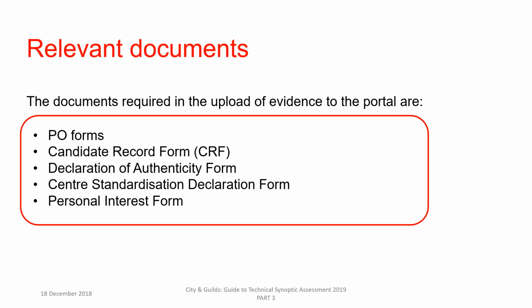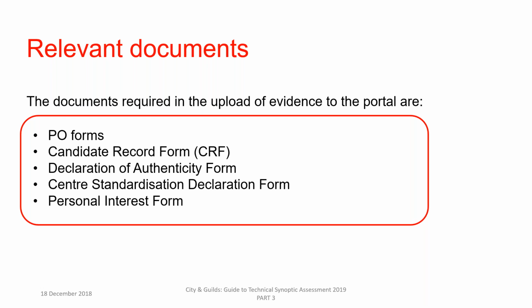The Declaration of Authenticity form, these are generic forms and there should be 1 per candidate. It should be signed by the candidate and a member of staff to demonstrate that the work is the learner's own. It also holds information on the amount of support provided during the assessment.